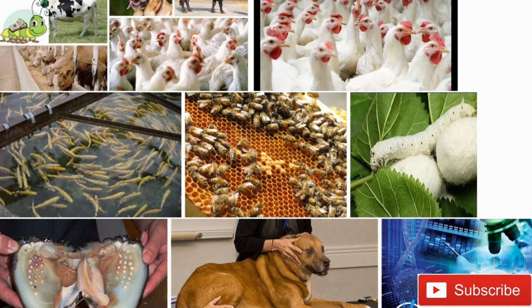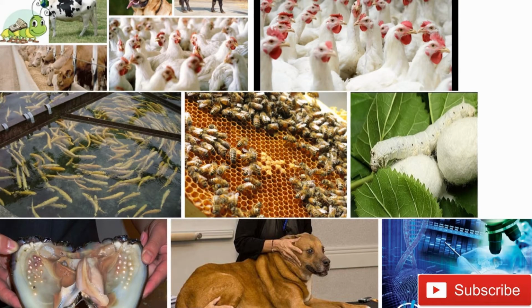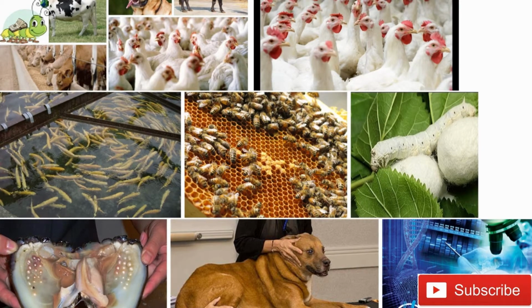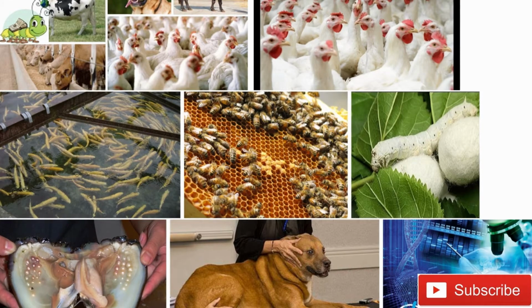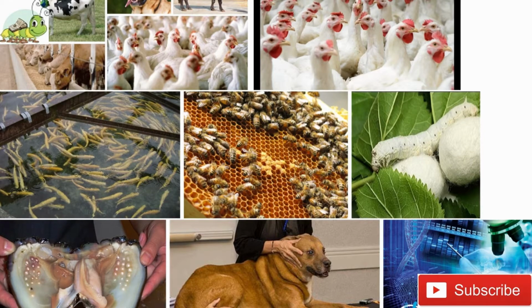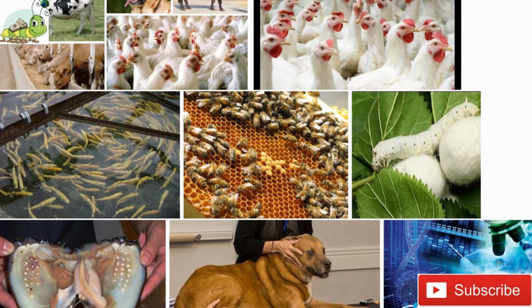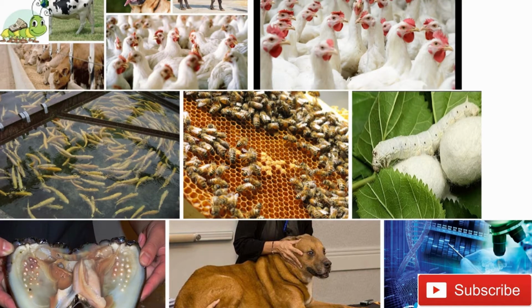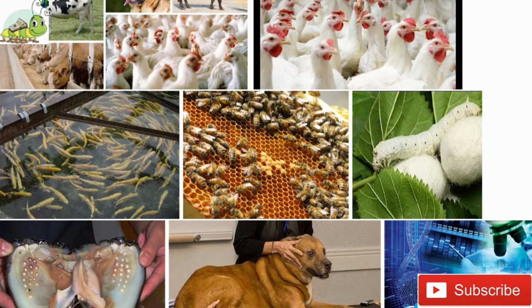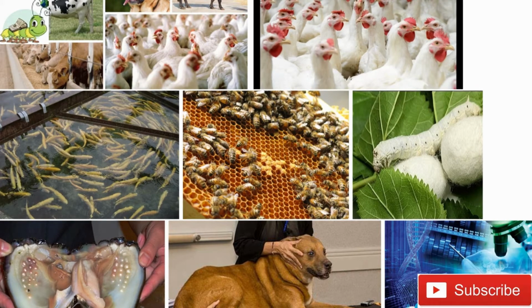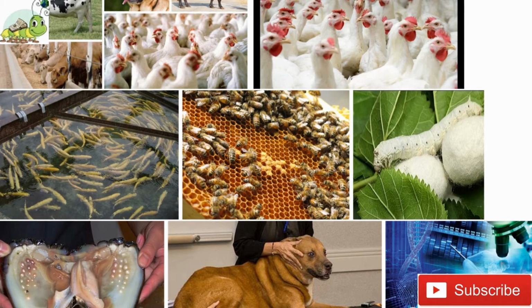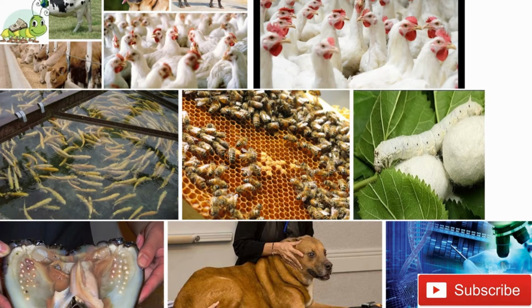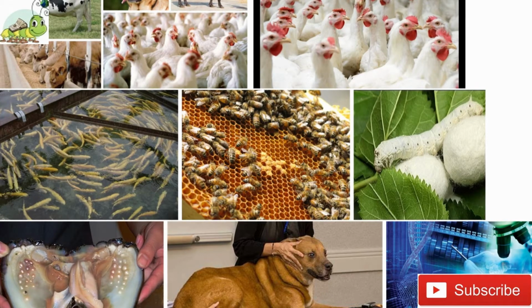Now come to the point, the branches related to practical application. Number 1, animal husbandry, the cattle. Number 2, poultry, fowls. Number 3, pisciculture, fishes. Number 4, piggery, pigs. Number 5, apiculture, bees. Number 6, sericulture, silk moth. Number 7, aquaculture, aquatic animals. Number 8, pearl culture, oyster.